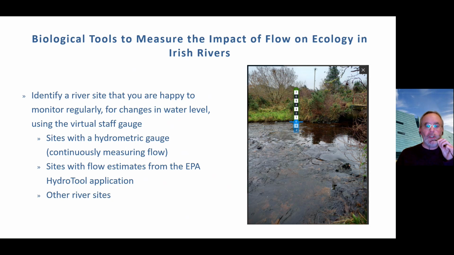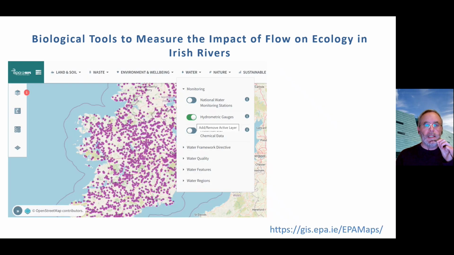But just looking at those first two types of sites, with hydrometric gauges or sites with flow estimates, how could you find out if your site falls within one of those categories? So you may or may not be familiar with the EPA's mapping system. I've given the web address down there on the bottom: gis.epa.ie, EPA maps. Using that site, we can find out if there is a hydrometric gauge measuring water flow at a site we might be interested in.